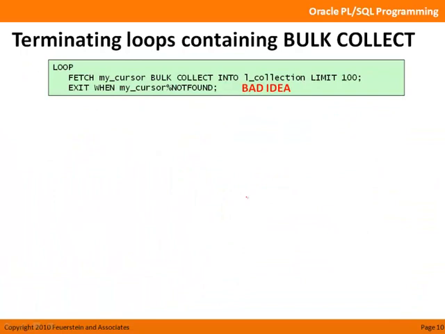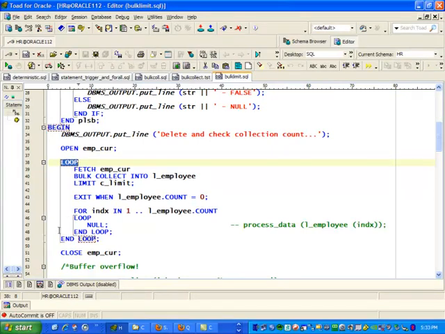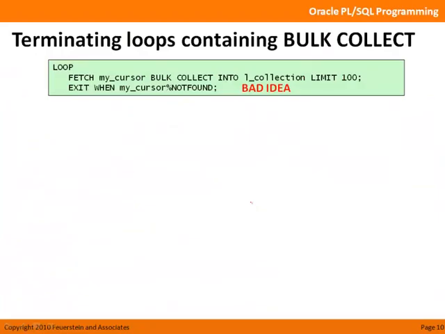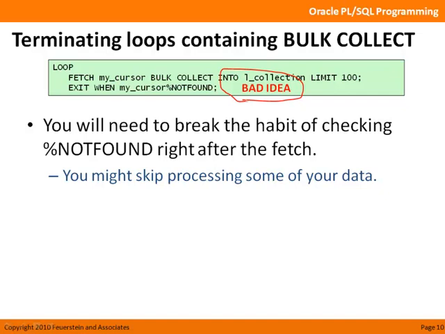So let's talk about terminating loops containing bulk collect. So now I've got this limit clause, which means I have an open statement, loop, fetch, and end loop. And this is one of those situations where if you follow your habits that you've developed over the years with your cursor loops, then you might run into a big problem. And the habit that we have developed over the years is that we start up our loop, we fetch the next row, and we exit when %NOTFOUND. And that makes perfect sense when you're doing row by row fetching. It does not make perfect sense, and in fact is a bad idea when you're working with bulk collect. Why is that? Well, because you might end up skipping some processing of your data.